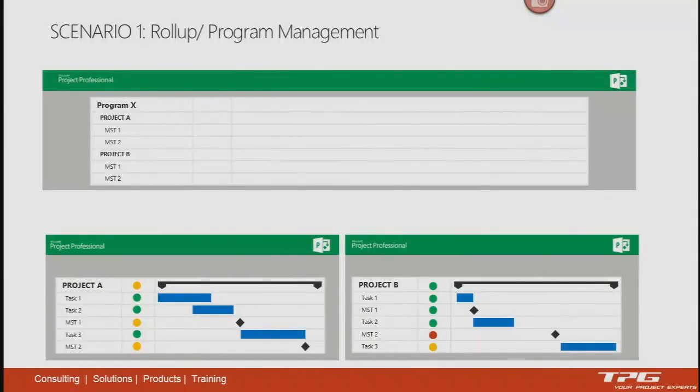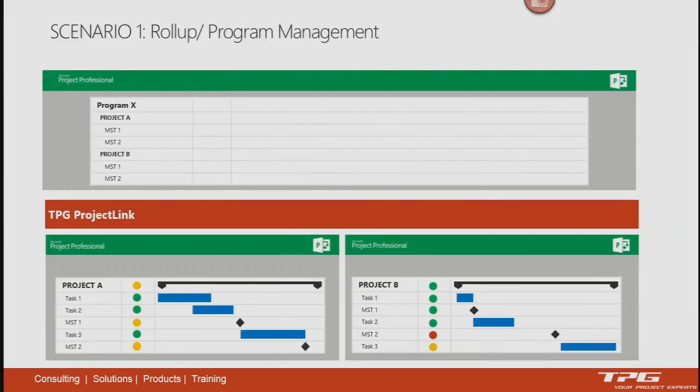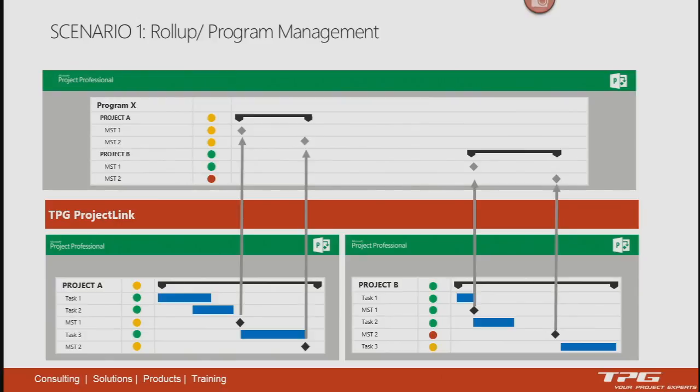So in this one, this is a fairly classic one. We've got Project A and B. Project Link sits in the middle. So Project Link is a little add-in into Project itself. And then we can actually pull data into the program plan. So we can start to go, show me all the milestones across this program. And we can refresh that whenever we want as well. That's the other key thing.